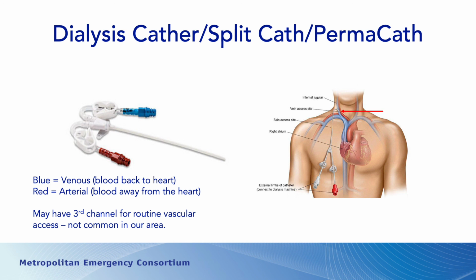Most of these catheters are in the upper chest or the neck. Occasionally you'll see these devices in the groin. We try to avoid the groin simply because it tends to be a little more uncomfortable, but more importantly, it's easier for the devices to get infected in the groin. Some of these devices may have a 3rd channel that can be used for routine vascular access. Honestly, I haven't seen one in our area in a long time. So I know they're still out there, I just haven't seen them commonly used.